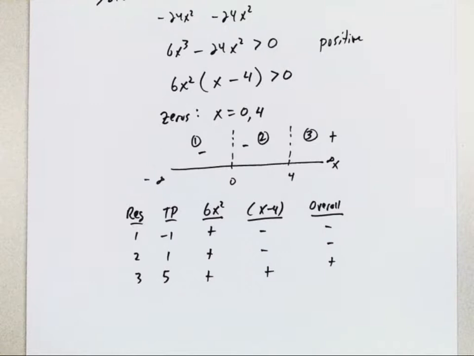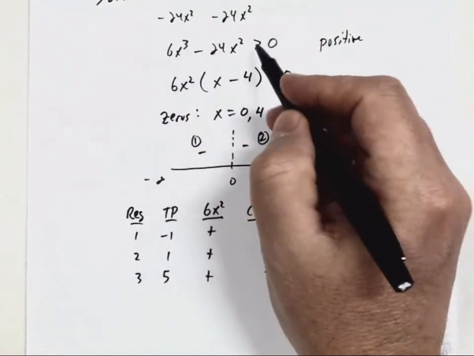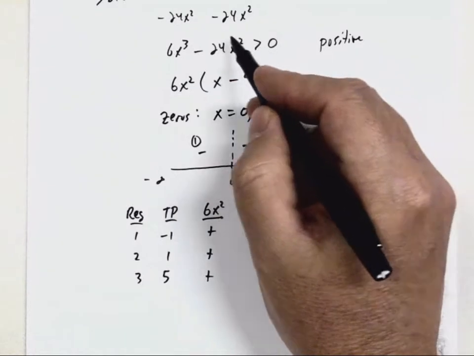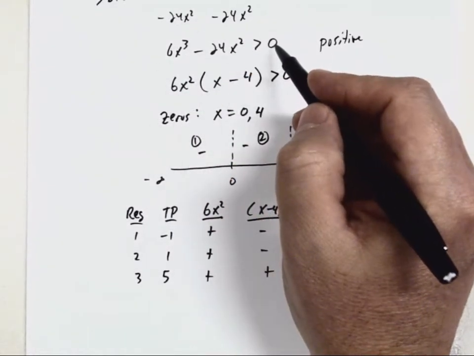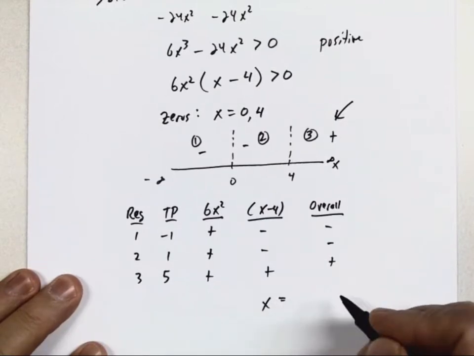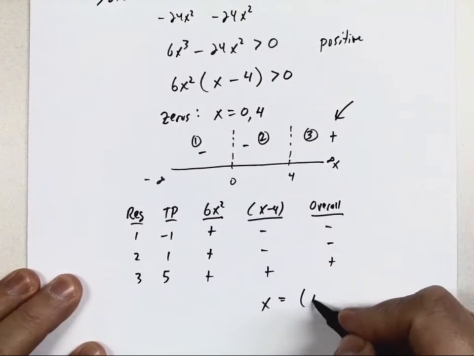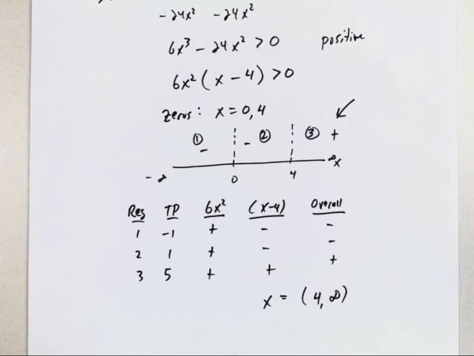But like I've said a few times now, once you figure out the signs of your regions, you've basically solved the problem. Because I go up here and I say, what are they asking me? They're asking me for what values of x is this expression greater than 0, which means where is it positive? So I'm looking for the positive region. There's actually only one positive region. So in this case, the solution would be 4 to infinity.